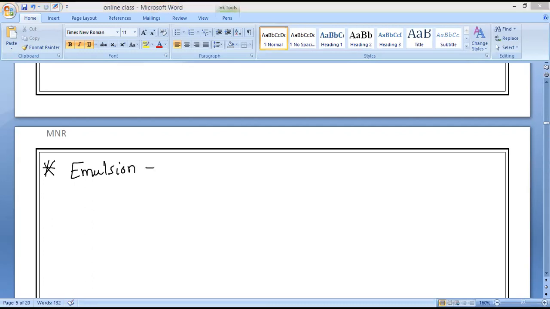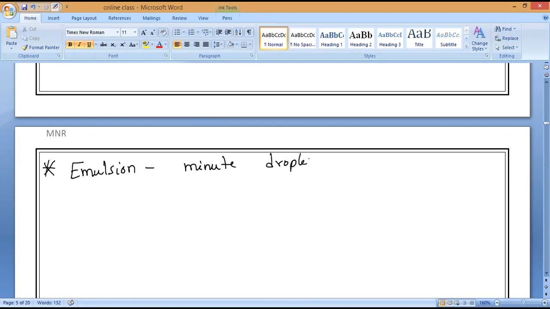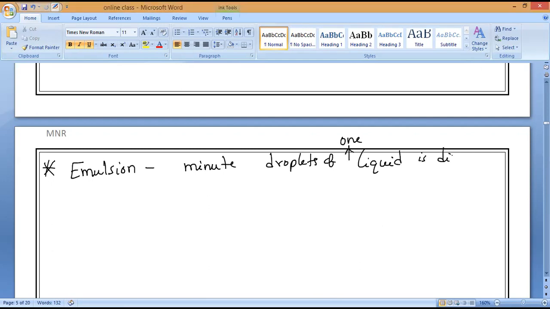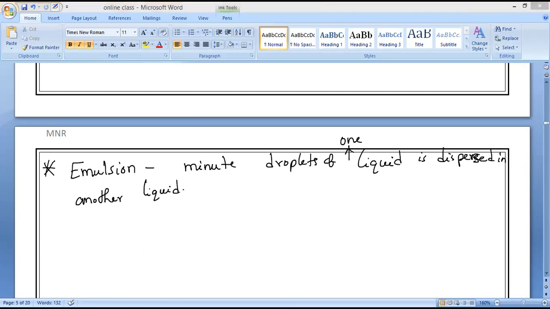Emulsion: a colloid in which minute droplets of one liquid are dispersed in another liquid. Minute droplets of one liquid are dispersed in another liquid, and this is called an emulsion. But is it miscible or immiscible? That is my question.